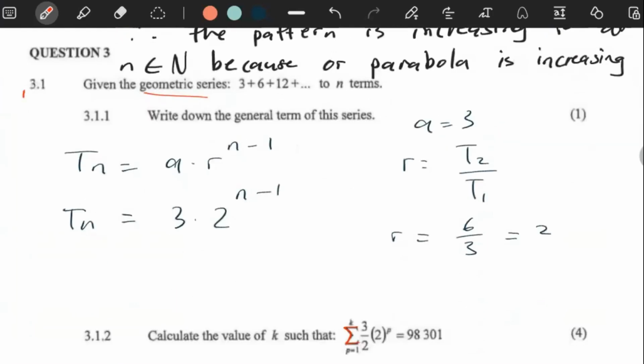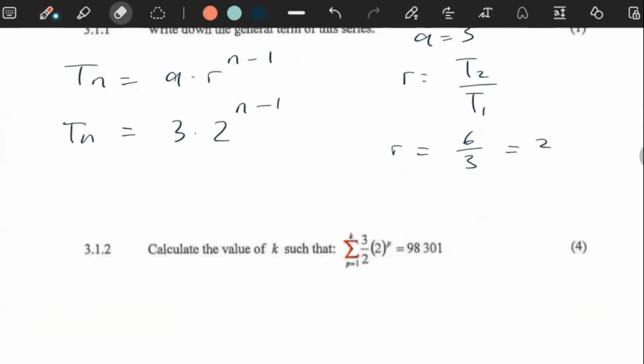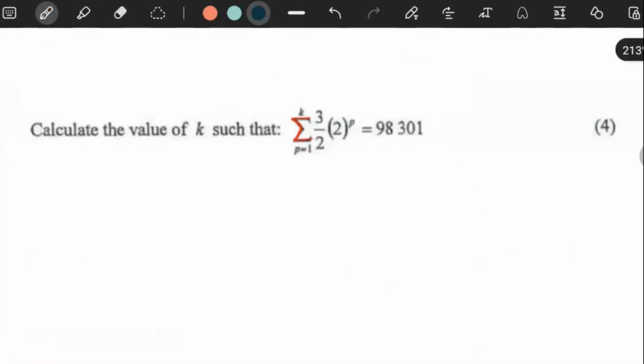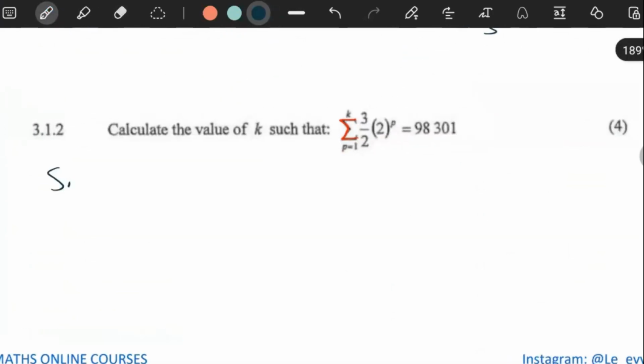It's 3.1, and this is 3.1.2, so it's still under the same question. So our Sn formula for a geometric series is Sn is equal to A multiplied by, this is where I need to use the formula sheet because I can already see myself making a silly mistake, but let's see. So let's put here R to the power of n minus 1, over R minus 1. This is our formula for a geometric series.